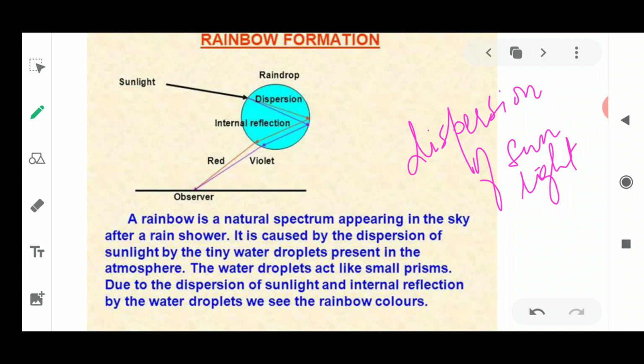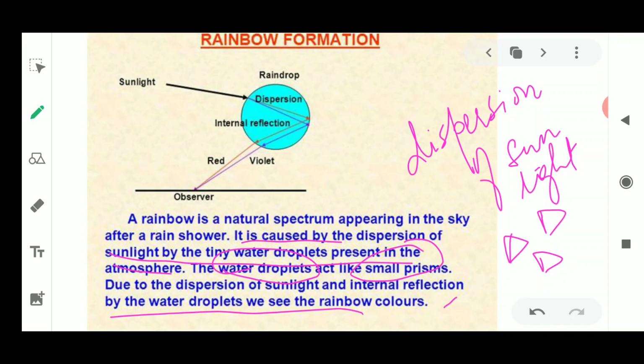So this rainbow is caused because of the dispersion of sunlight by the tiny droplets which are present in the atmosphere. Now what is the role of the water droplet? The role of the water droplet is that it acts like a small prism. Due to the dispersion of sunlight, internal reflection by the water droplet happens, and we can see the rainbow colors. Inside the water droplet, what is happening is shown in this diagram, where one droplet is shown.